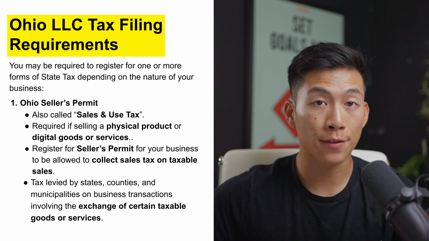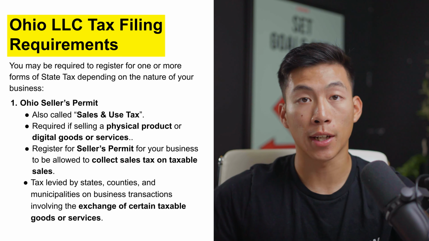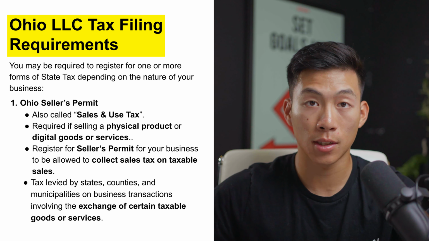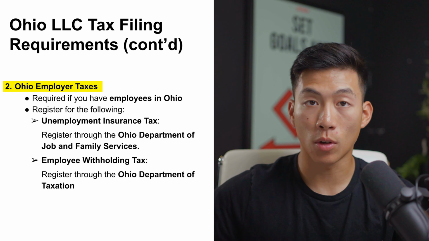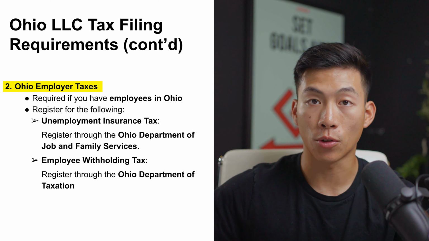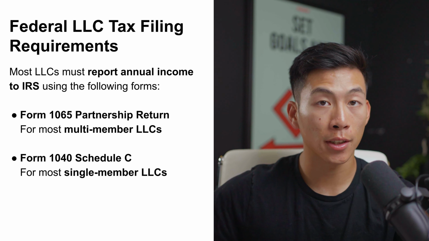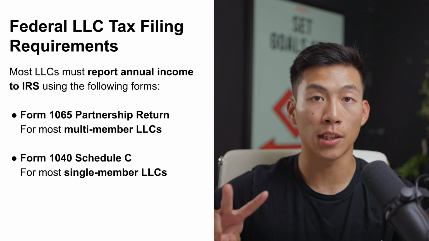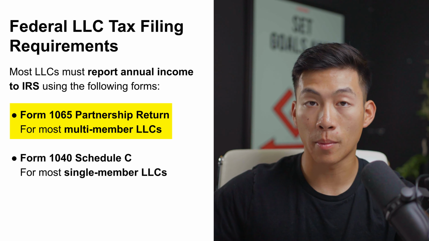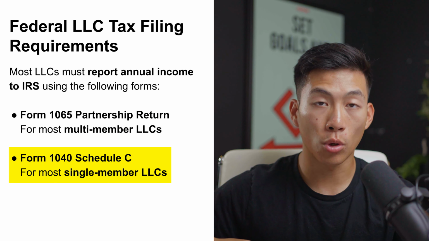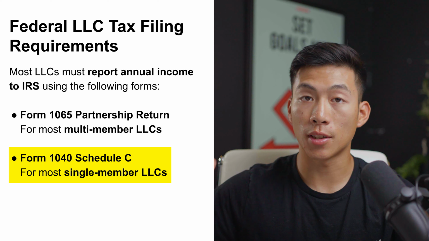Now, in terms of tax filing requirements, you might want to look into getting a seller's permit if you sell goods. And there's also employer taxes if you have employees. This is done through different websites that we will have on the page for you. And when it comes to reporting your annual income, there's two forms that you will likely be filing. One is either Form 1065. This is going to be for multi-member LLCs. And then there's Form 1040 Schedule C, and that is for most single-member LLCs.